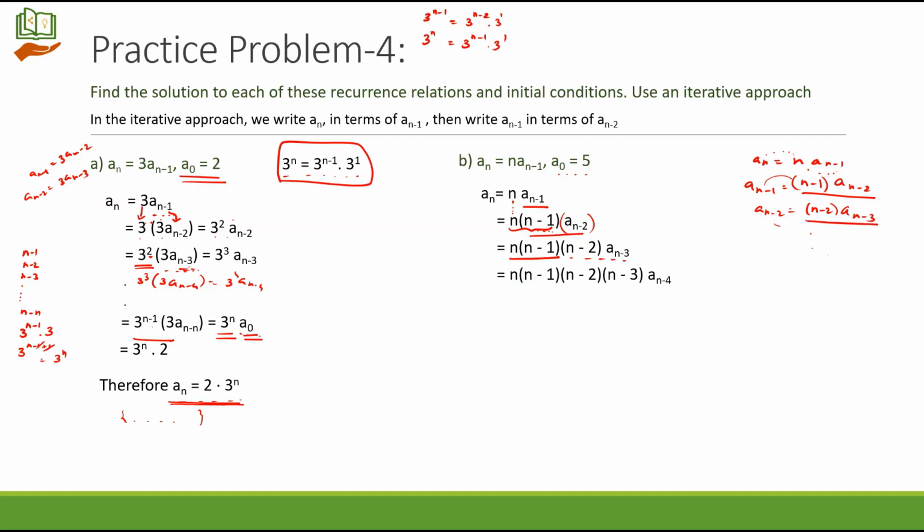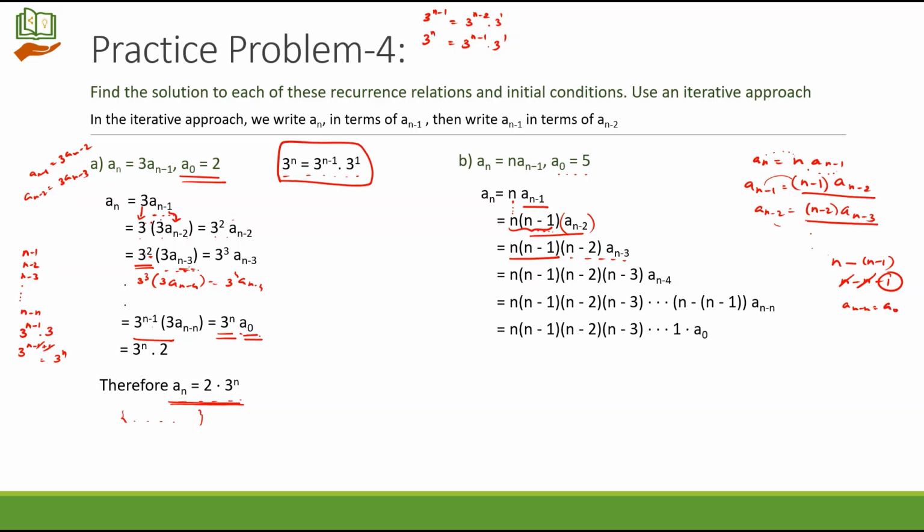If we go in the similar manner, what will happen is at one stage you will have n minus 1. n minus of n minus 1 means n minus n plus 1. You will have only 1 here. That is what is written in this particular form. And you will have a of n minus n. What is a of n minus n? This is equal to a0. Now rewriting this, we will have n into n minus 1 into n minus 2 into n minus 3 up to 1. So this particular part is taken as 1, a0.